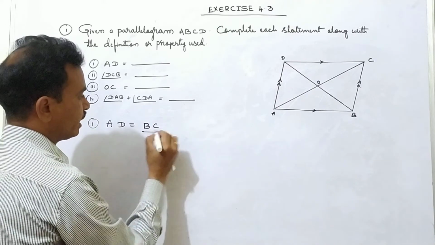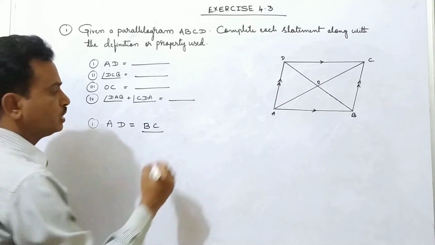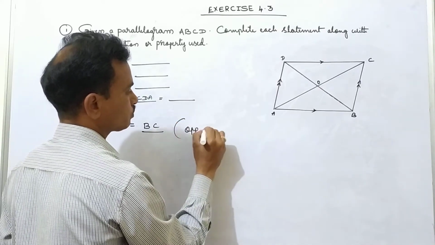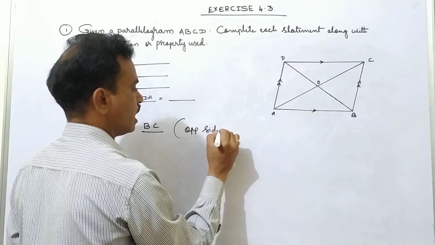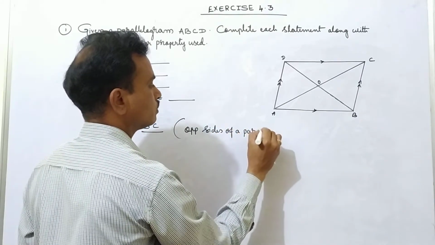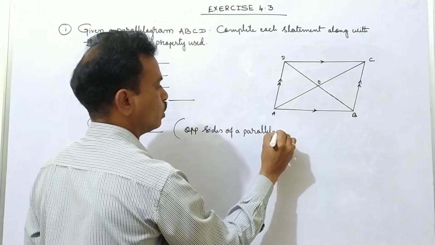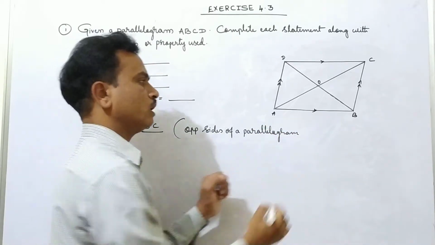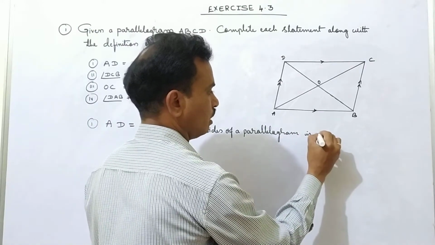So, what should we write as the reason here? Definition. Opposite sides of a parallelogram are equal.